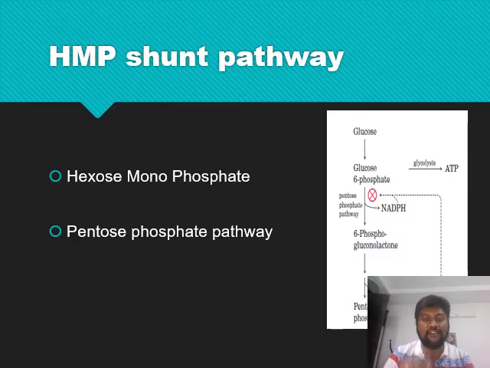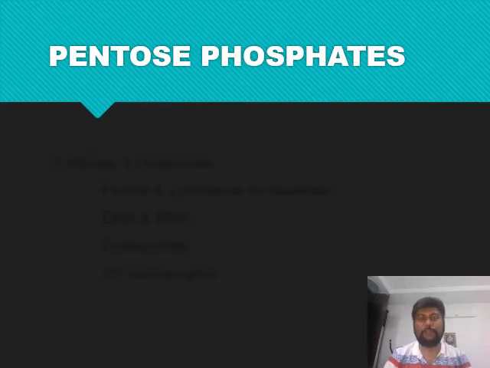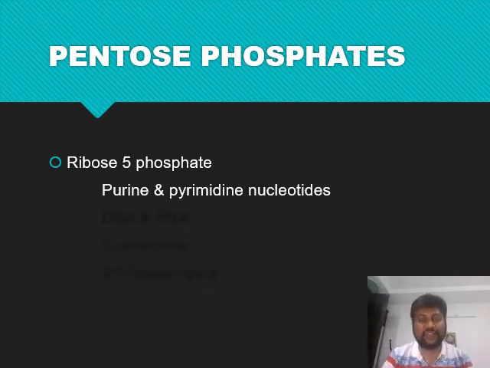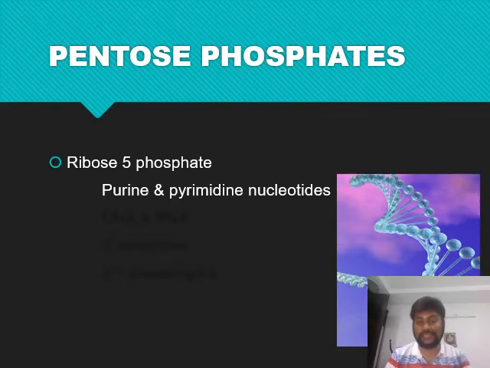Now we will see the functions of pentose phosphates and NADPH produced during this reaction. First, we will start with pentose phosphates. One of the major pentose phosphates formed during this pathway is ribose 5 phosphate. This ribose 5 phosphate is the starting material for both purine as well as pyrimidine nucleotide synthesis. These purine and pyrimidine nucleotides in turn will be utilized for all the nucleic acid synthesis, both for DNA as well as RNA.